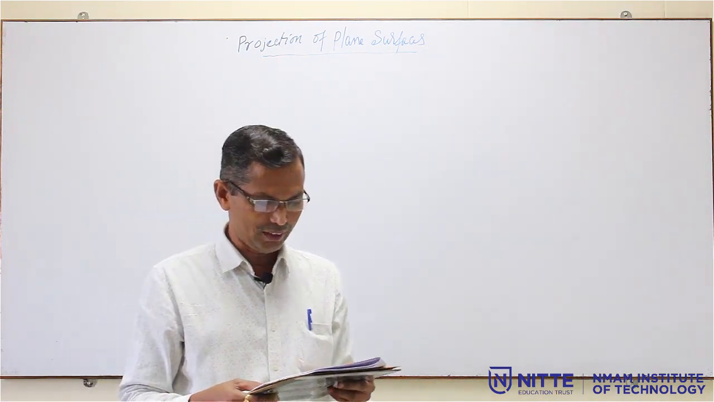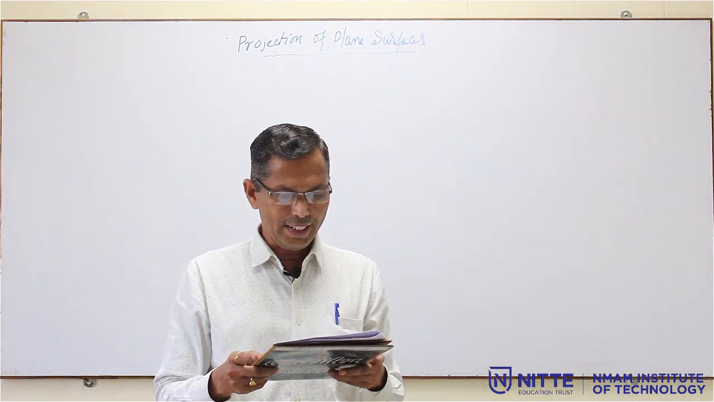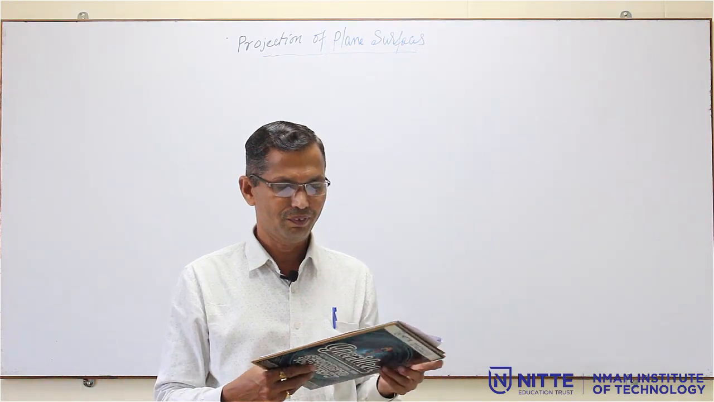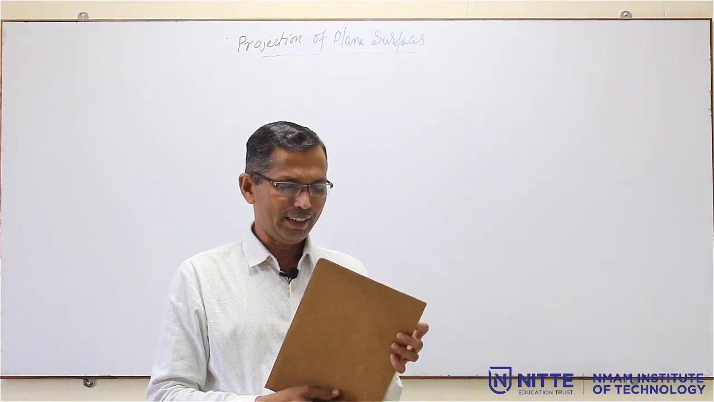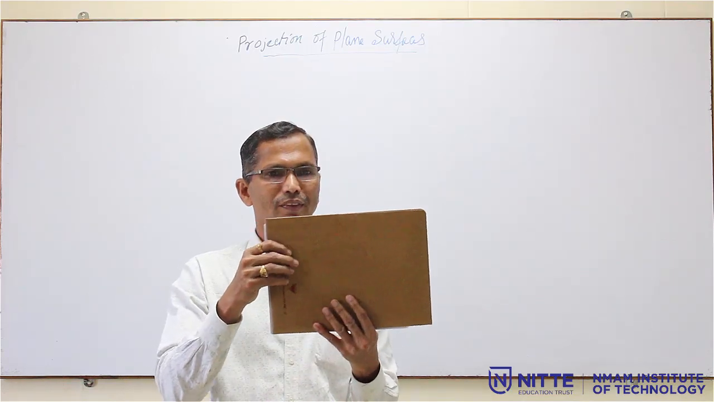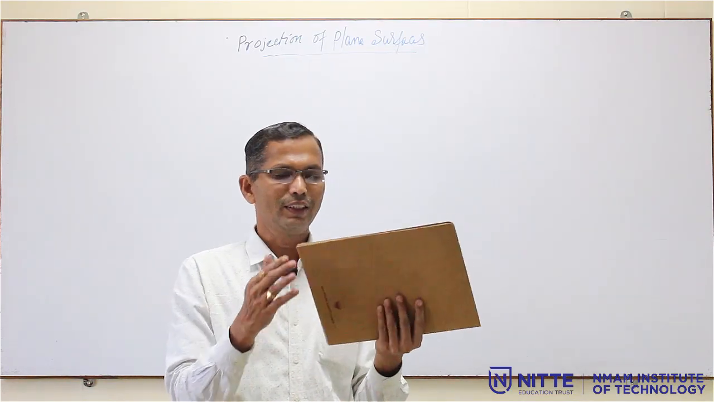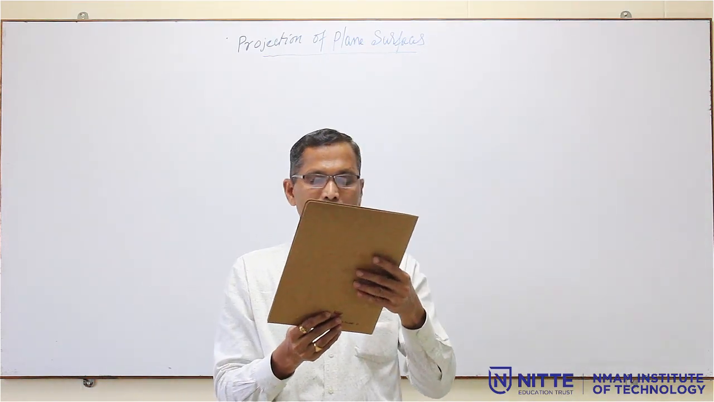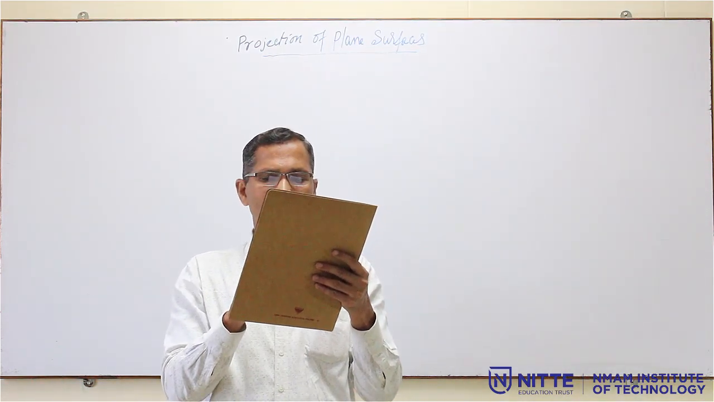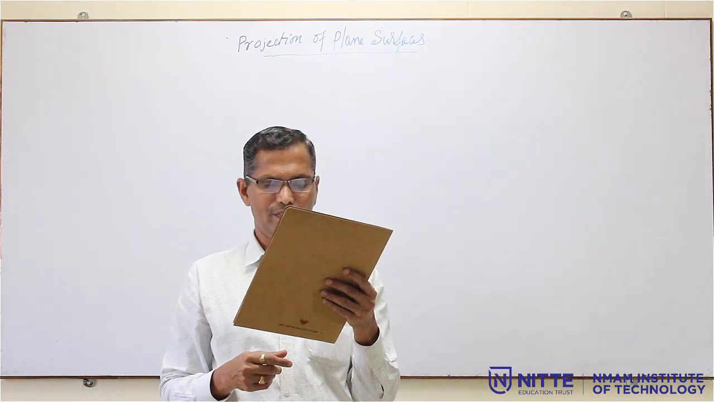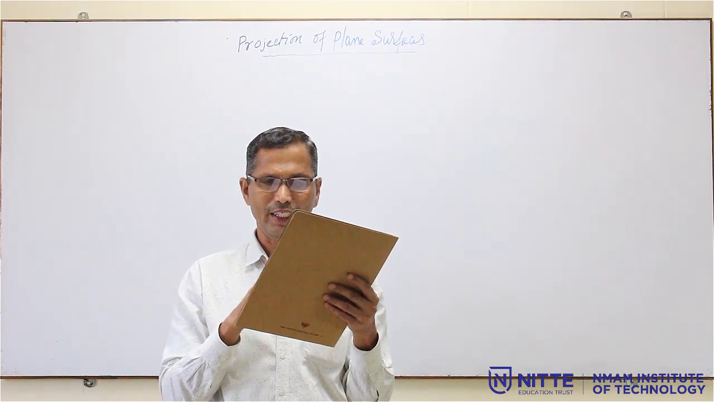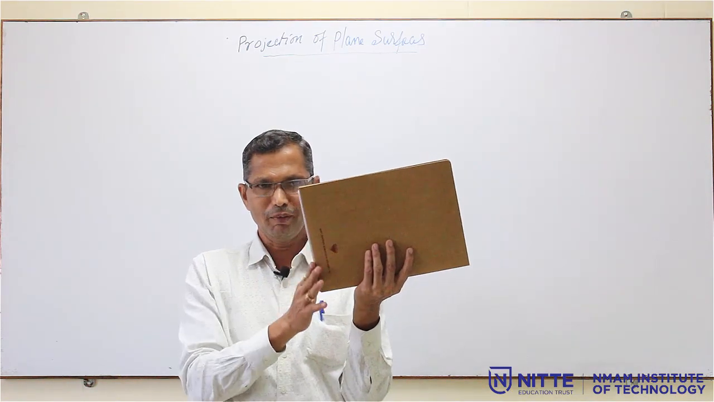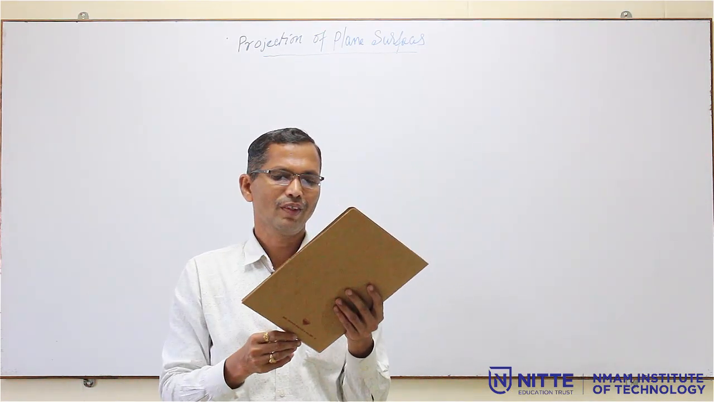The problem number 6: a rectangular lamina of 35 into 25. A rectangular lamina like this. What is the size of this? This is 25, this is 35. It rests on HP on one of its shorter edges. One of its shorter edges, that means this 25 mm edge.